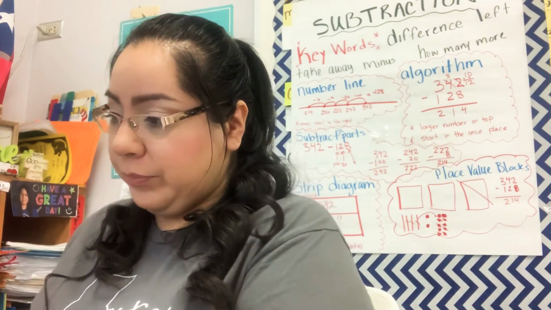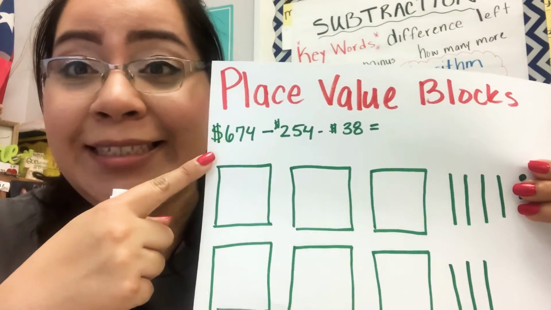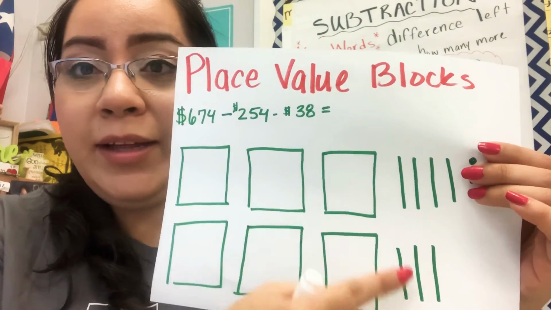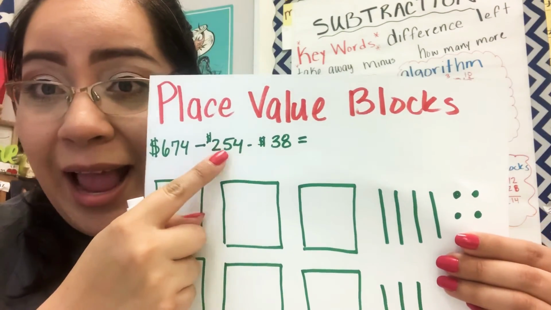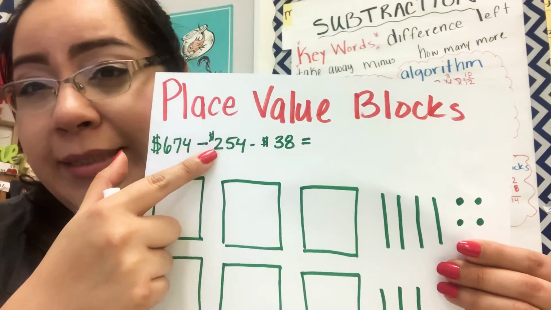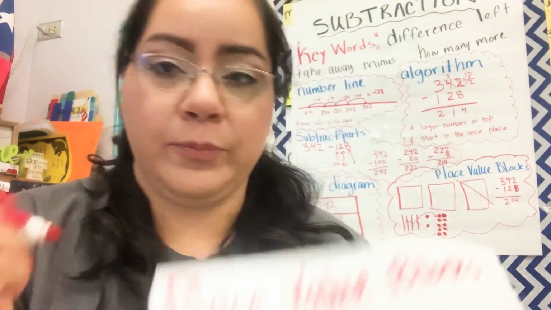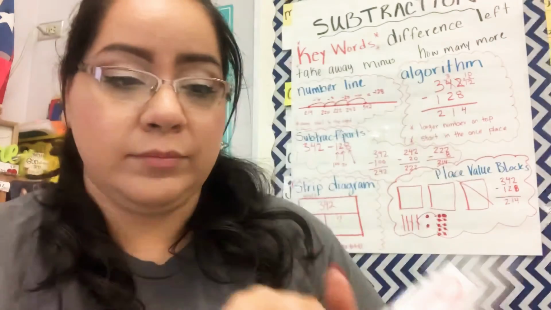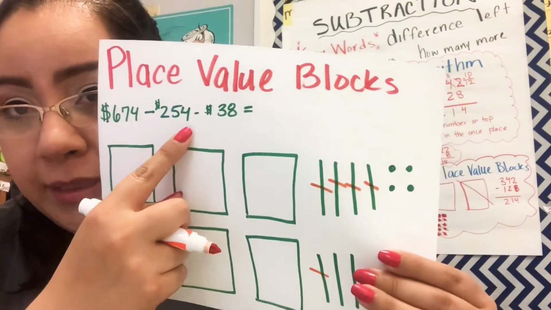Now, moving on to the place value blocks. Remember, when we use place value blocks, you're only going to draw out that big number, the 674. 1, 2, 3, 4, 5, 600, 7 rods, so that's 70, and 4 dots. Now, what we do when we subtract place value blocks is we exit out the other two numbers. So the first one I'm going to X out is the 200 from the 254. 1, 2. Okay. Now I'm going to go ahead and take off 5 from the rods. 1, 2, 3, 4, 5. And I'm going to take away 4 ones. 1, 2, 3, 4.